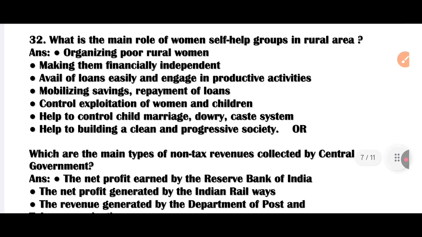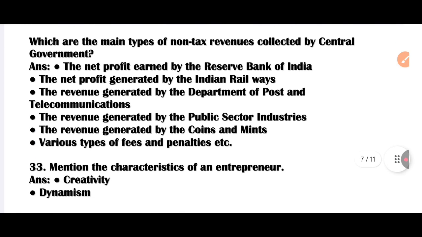Next question. What is the main role of women self-help groups in rural areas? Organizing poor rural women, making them financially independent, avail of loans easily and engage in productive activities, mobilizing savings, repayments of loans, control exploitation of women and children, help to control child marriage, dowry, caste system, help in building a clean and progressive society.